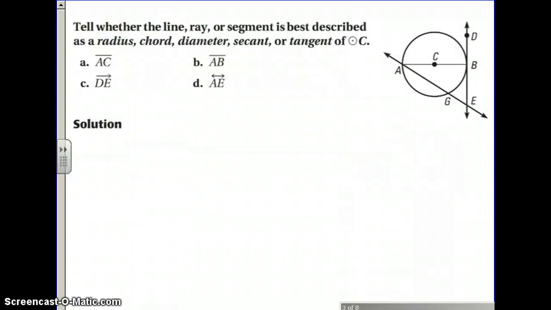Now, just so you're cool with these terms, it says, tell whether the line, ray, or segment is best described as a radius, chord, diameter, secant, or tangent. You don't need to write these down, just follow through with me so you can see examples of these. So if we look, AC, I'm off alignment, is just a radius. Endpoint is the center and the edge of the circle. Okay, AB would be the diameter, and since it's a diameter, it's also a chord. Its endpoints are on the edges of the circle.